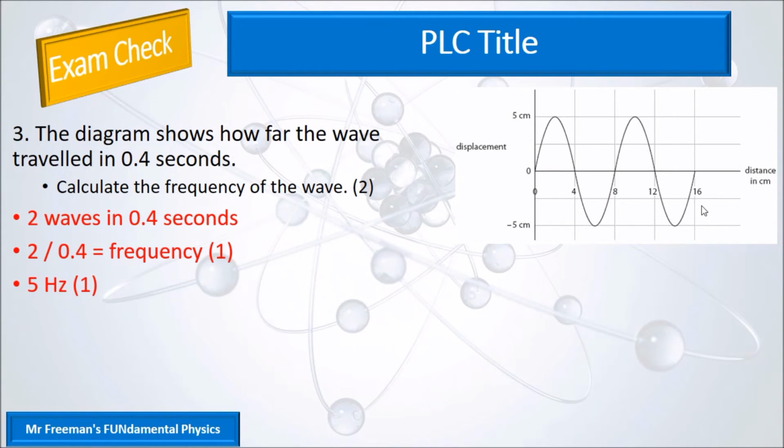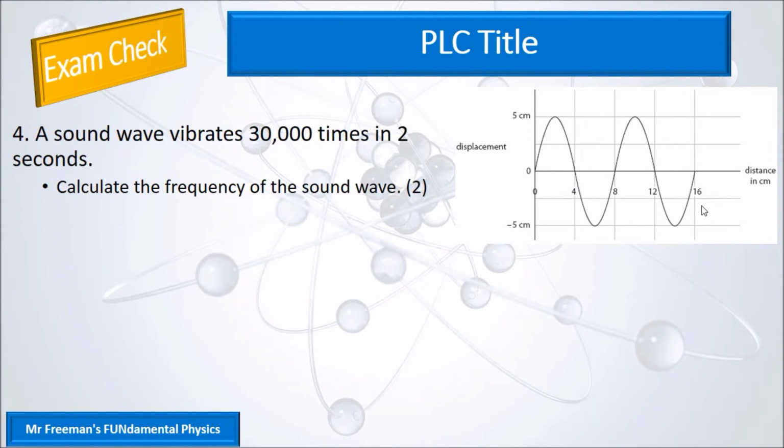A sound wave vibrates 30,000 times in 2 seconds. Calculate the frequency. Number of waves divided by time. 30,000 divided by 2 gives us 15,000 hertz.